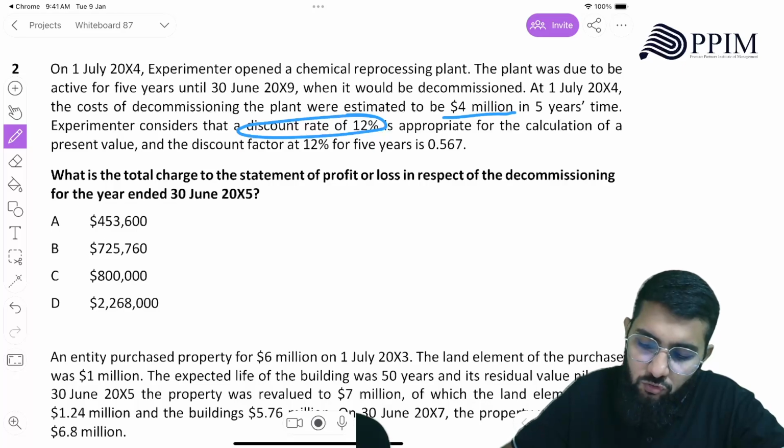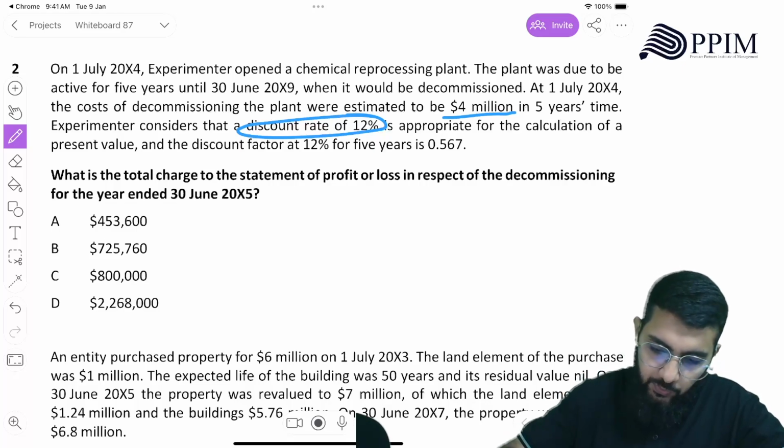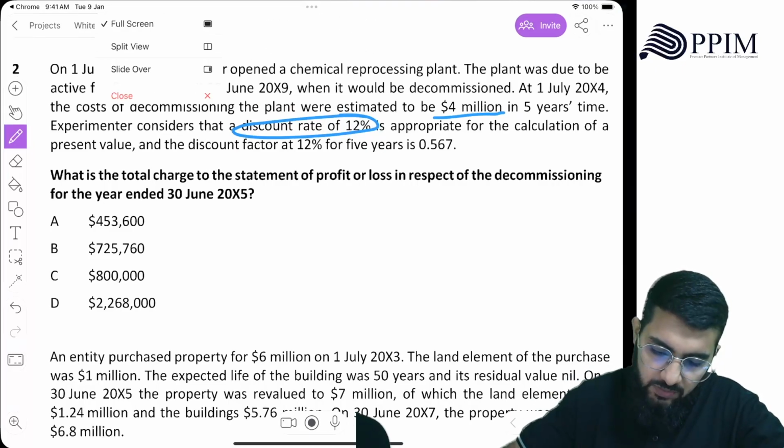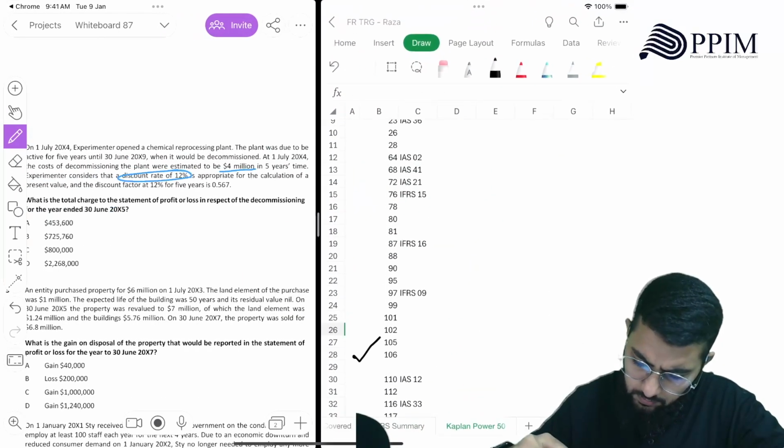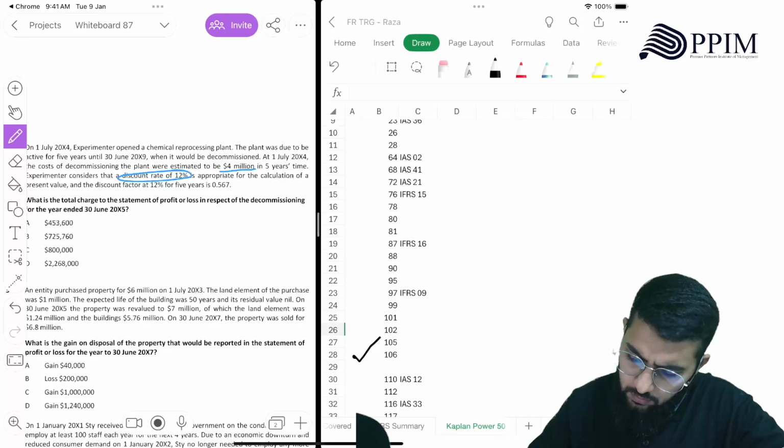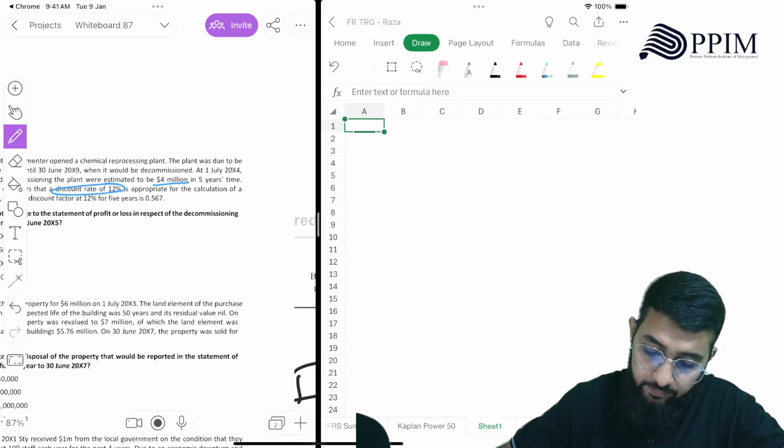So you have to, let's use Excel as well. Let's do a split view with Excel. Just do the working here. Okay.